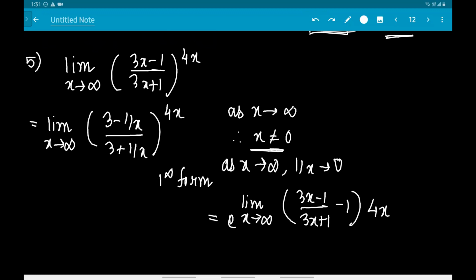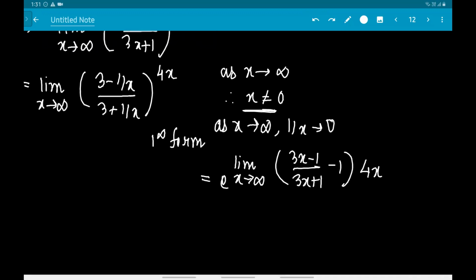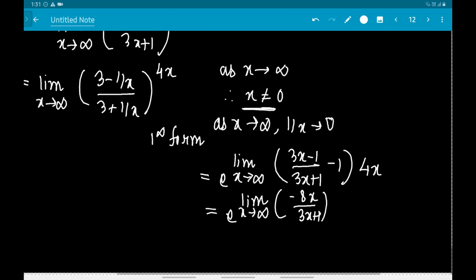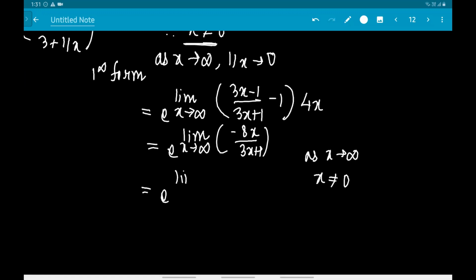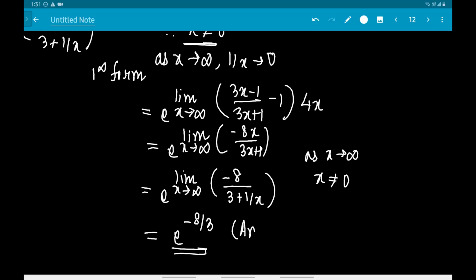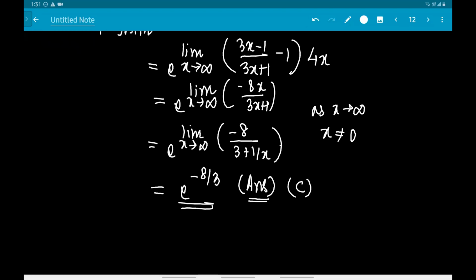Then we found that this is actually 1 to the power infinity form. So we have written e to the power limit x tends to infinity of ((3x minus 1) by (3x plus 1) minus 1) into 4x. If you simplify this, it will be e to the power limit x tends to infinity of minus 8x by (3x plus 1). Again, as x is tending to infinity, x is not equal to 0, hence we can divide by x. So e to the power limit x tends to infinity of minus 8 by (3 plus 1 by x). Now if you put the limiting value, x tending to infinity, we get e to the power minus 8 by 3 as the answer. This is the required answer of this question. Which option is matching? This is option C.